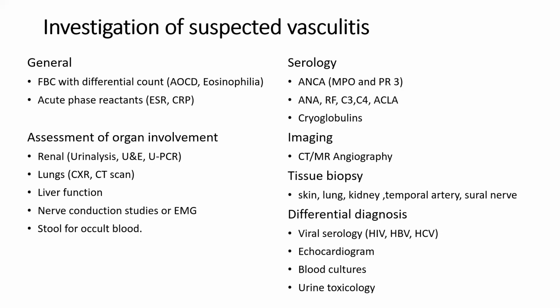We also have to do tests to rule out differential diagnosis. This is very important, because if you realize that it's not actually primary vasculitis, but from other causes, you need to treat that rather. So viral serology for HIV, hepatitis, you need to do an echocardiogram to rule out some source of emboli, blood cultures for infections, and then urine toxicology. Remember, we mentioned that some recreational drugs can present with vasculitis.